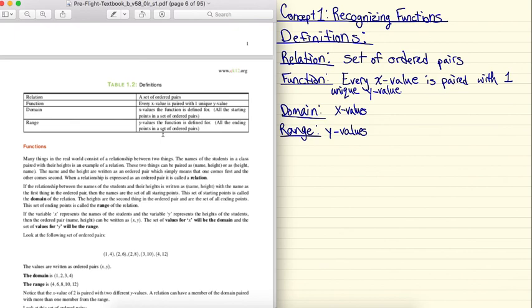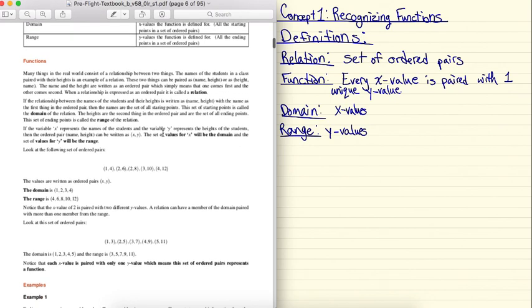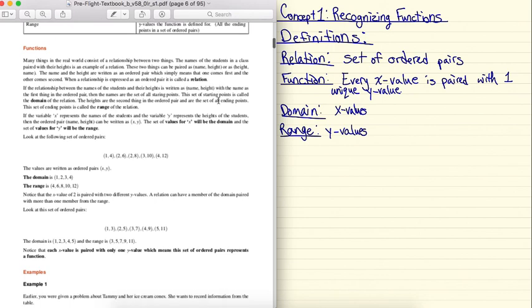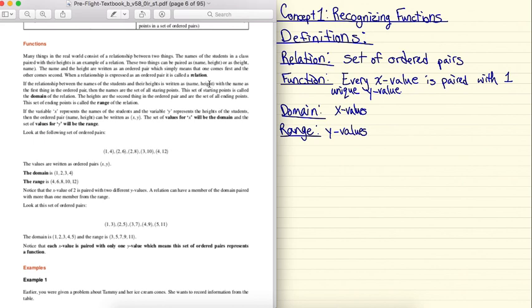So we'll begin talking about domain and range in this concept as well. So these are the four vocab words that we'll be seeing that are likely new to you or maybe less familiar to you. And so these are definitions for you to refer back to as we begin our discussion. So when looking at functions, it says many things in the real world consist of a relationship between two things. The names of students in a class paired with their heights is an example of a relation. It's showing a relationship between name and height, or height and name. They can be written as an ordered pair, where one comes first and the other comes second. That is a relation, just showing a relationship between two things.